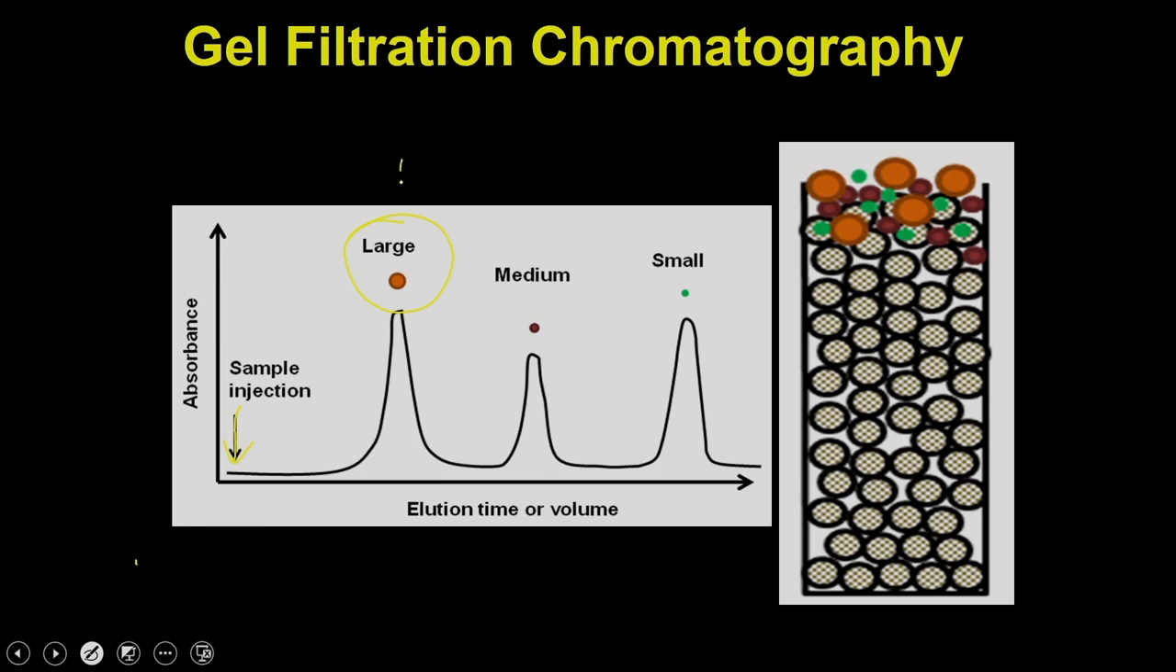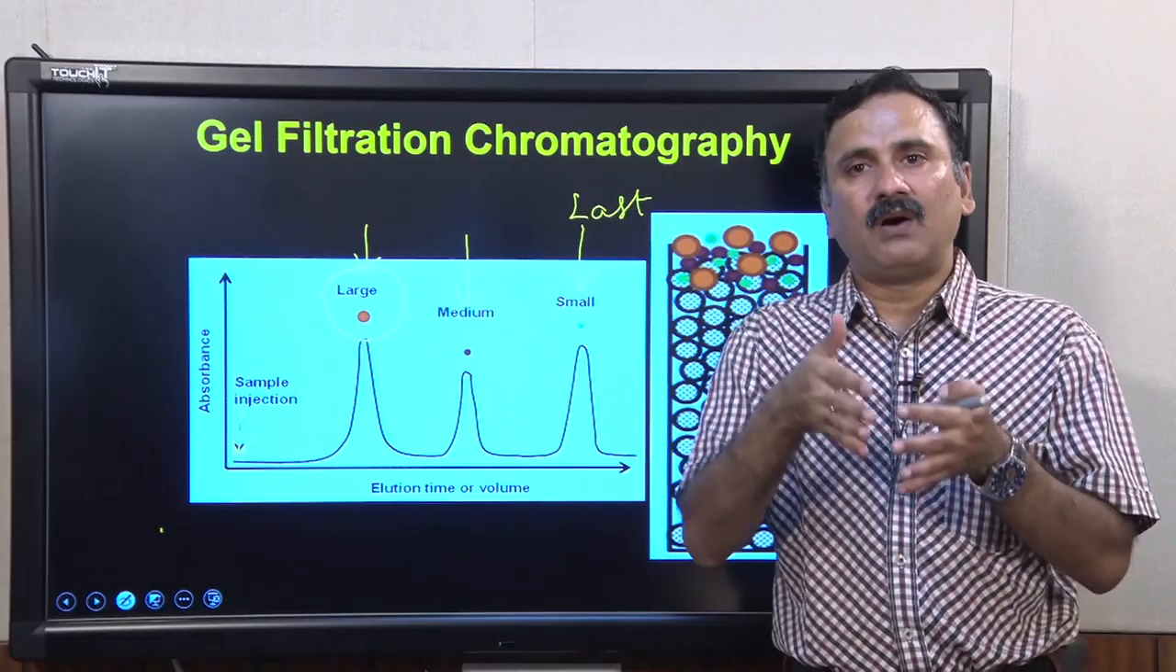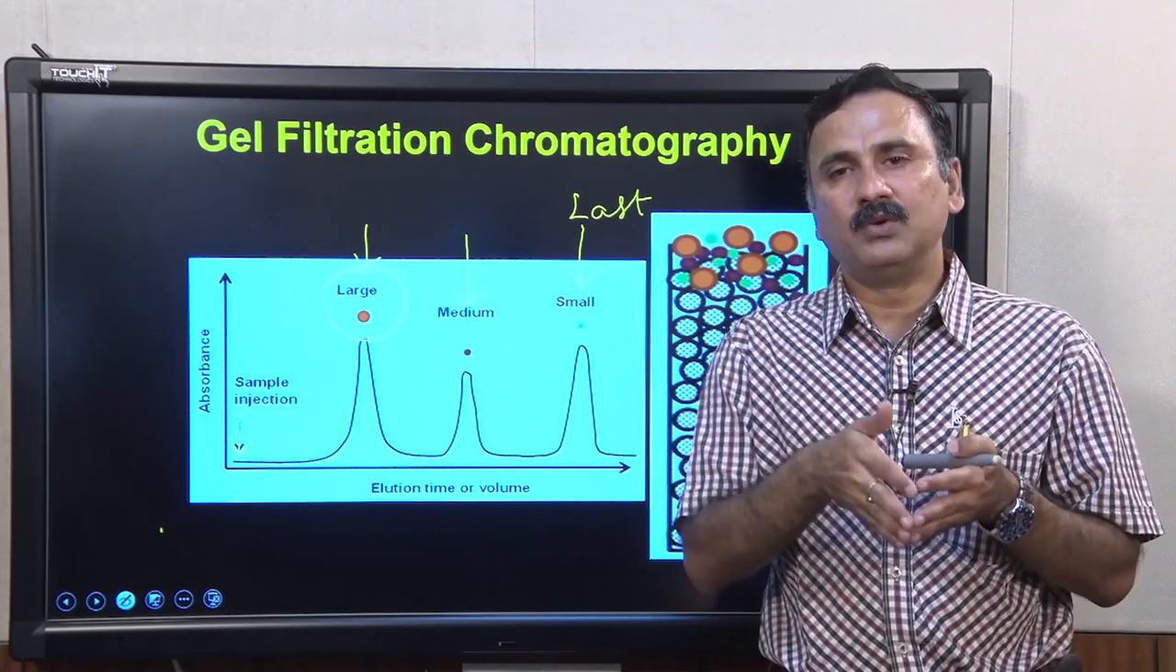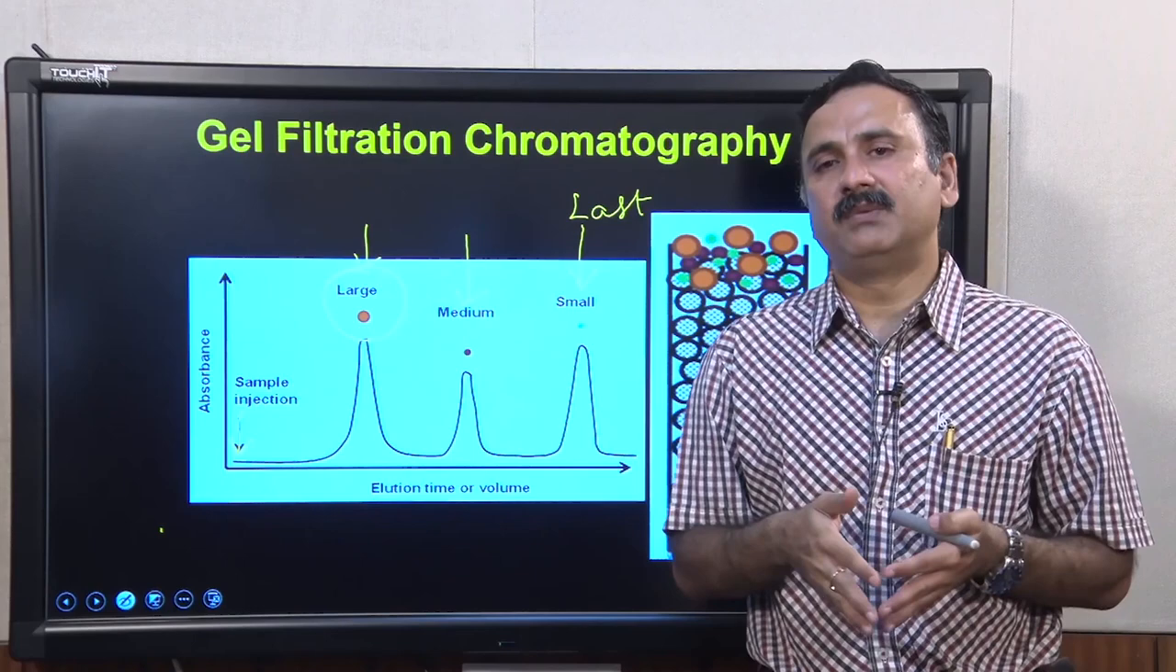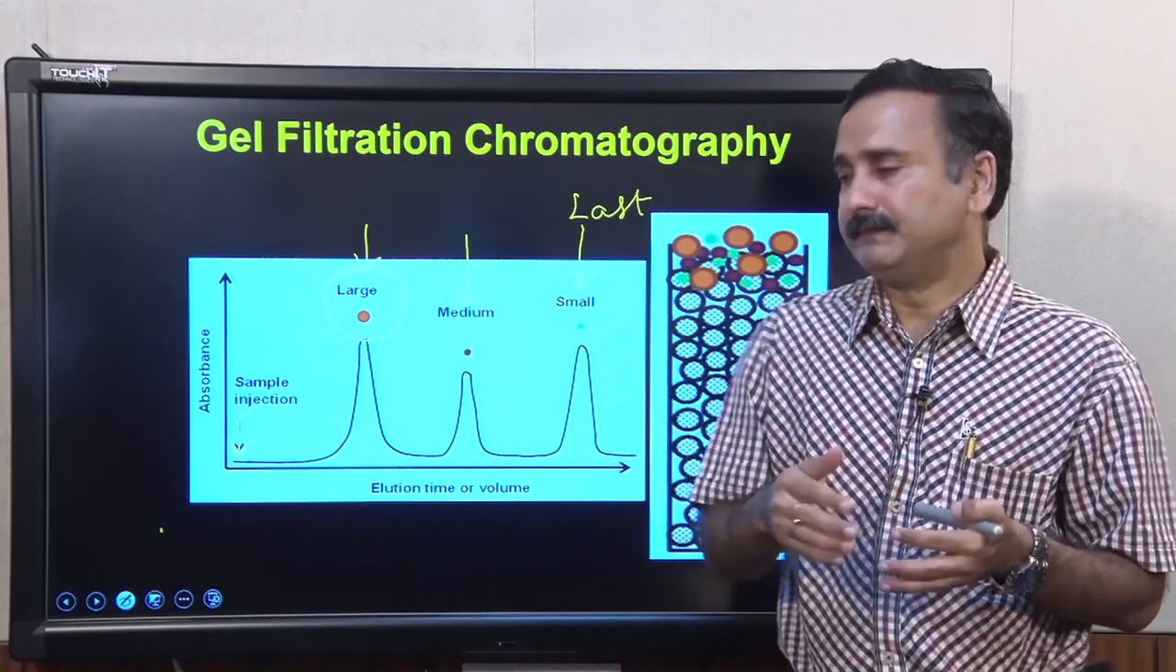So the large ones, which are the orange ones, are going to come first. The red ones, which are of the middle size, are coming in the middle, and the smallest ones are going to come at the last. And that's how molecules of different sizes are going to be separated from each other. So this is the basic principle of the chromatography.